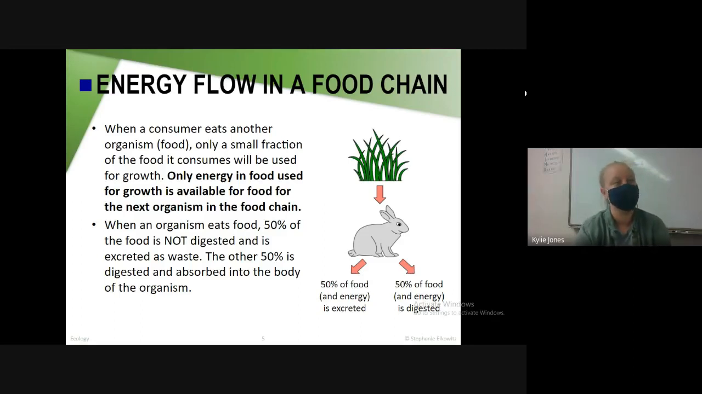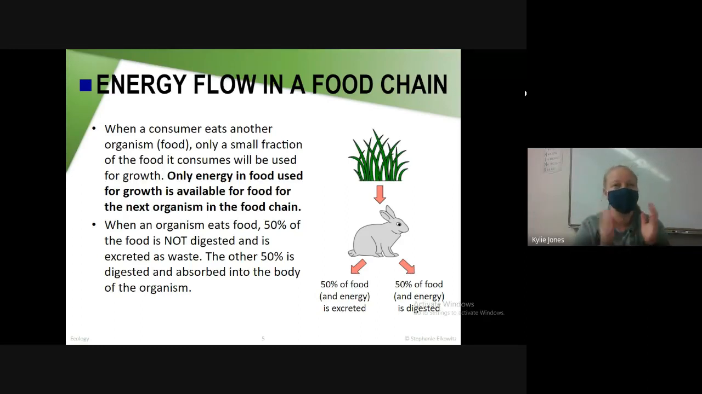Yep. Okay, so our next slide here says that when a consumer eats another organism, so it eats its food, only a small fraction of the food it eats will be used for growth. So only energy in food used for growth is available for food for the next organism in the food chain. So when an organism eats its food, 50% of the food is not digested and excreted as waste. The other 50% is digested and absorbed into the body.